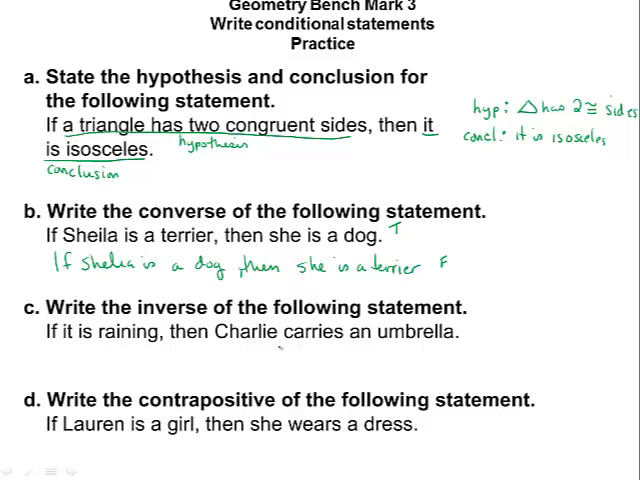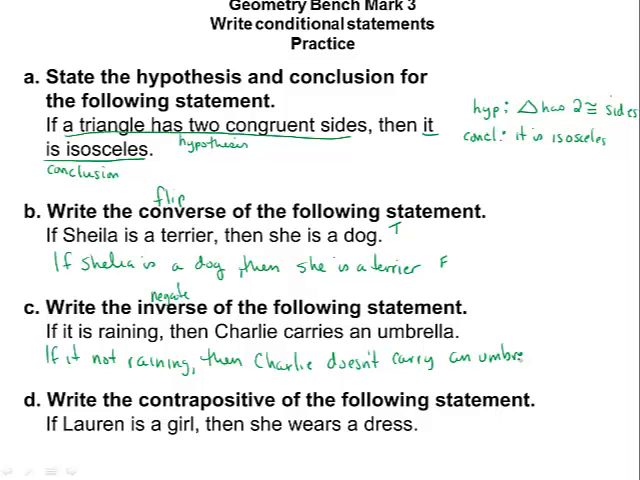Okay, if it is raining, then Charlie carries an umbrella. Inverse, so we flip, and then we negate. If it is not raining, then Charlie doesn't carry an umbrella. That's right. They're both false, actually, because what if it's raining but Charlie didn't bring an umbrella? Or here, what if it's not raining but Charlie carries an umbrella for shade?